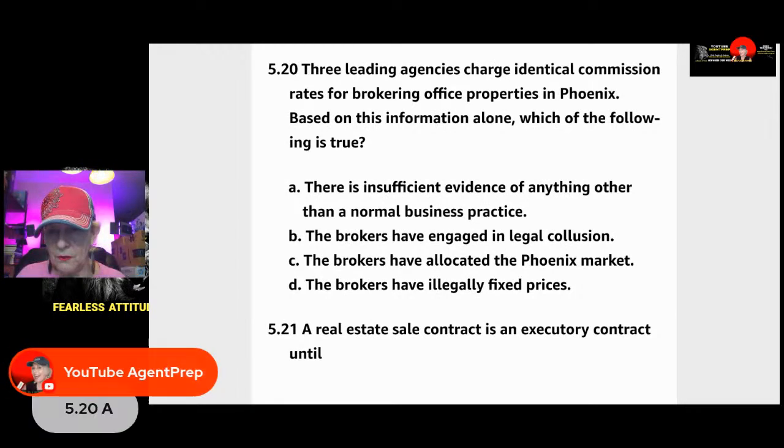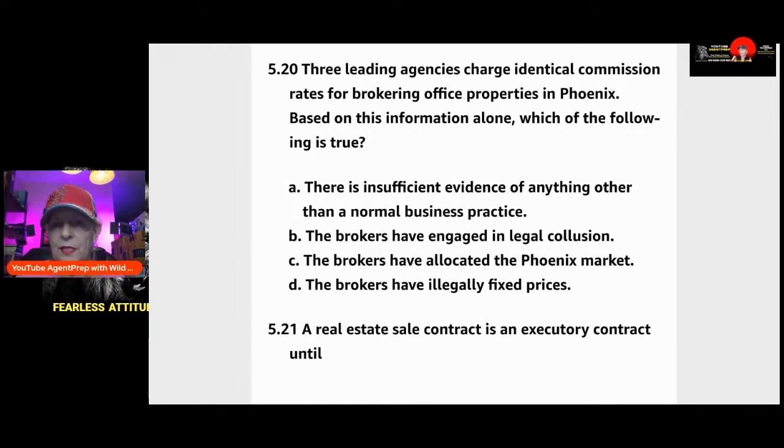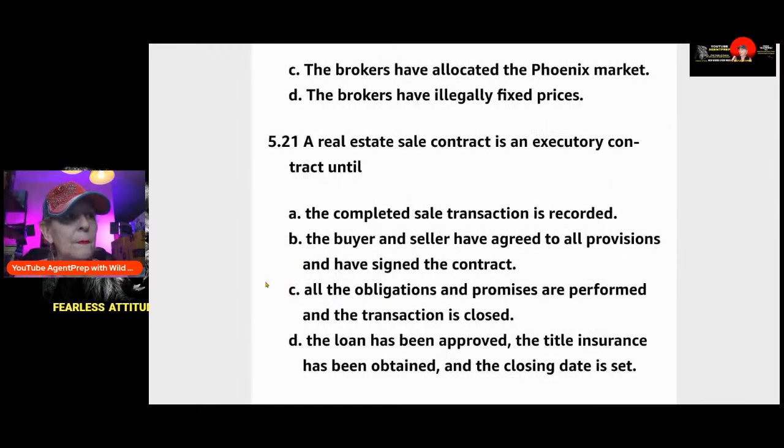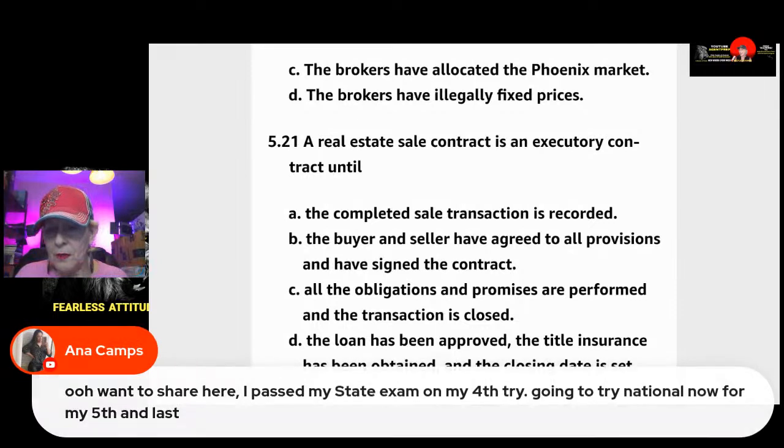Okay, so they are not illegally price fixing. Why? Because look, it says three leading agencies charge identical commission rates for brokering. It doesn't say they're discussing it or coming into an agreement to do it compared to everybody else. They just happen to be charging the same commission. And that is legal. That's normal. Y'all get that?